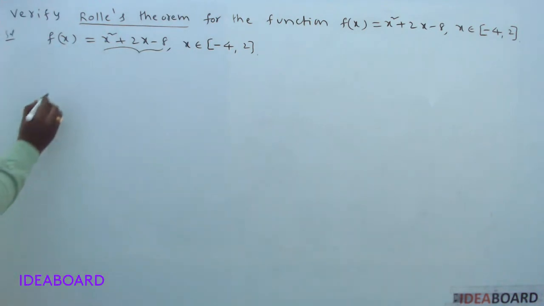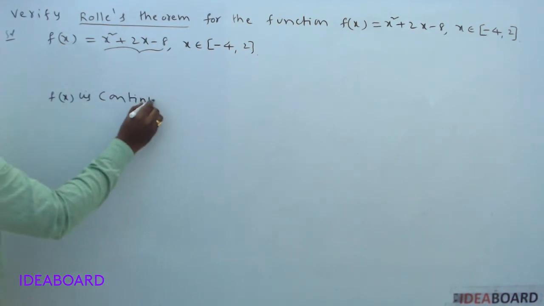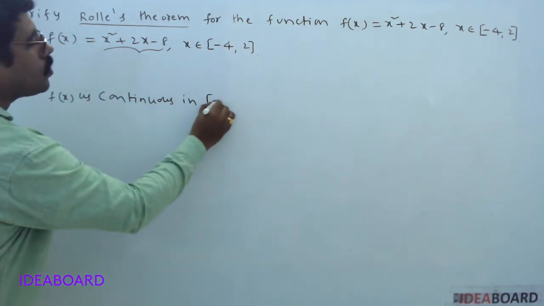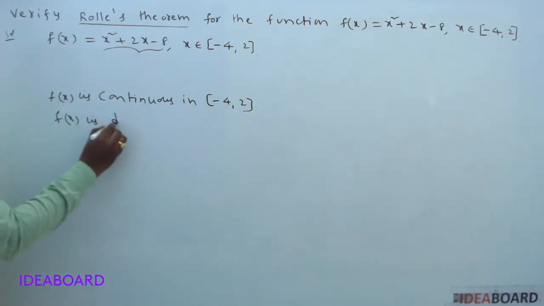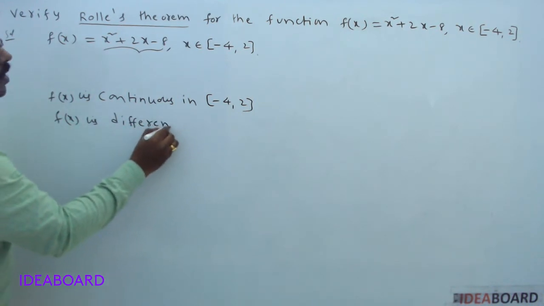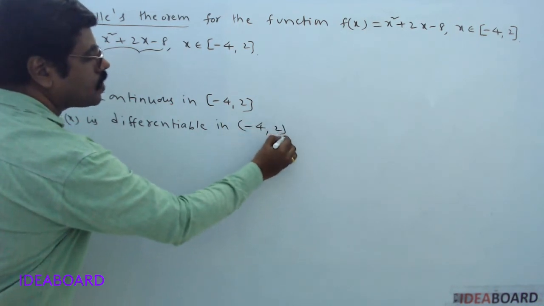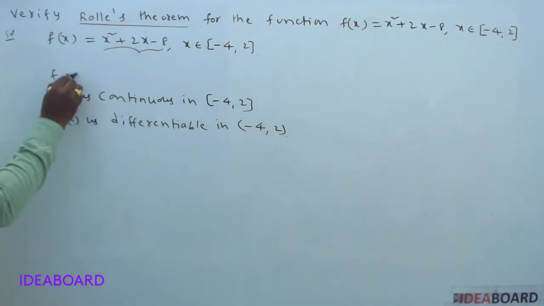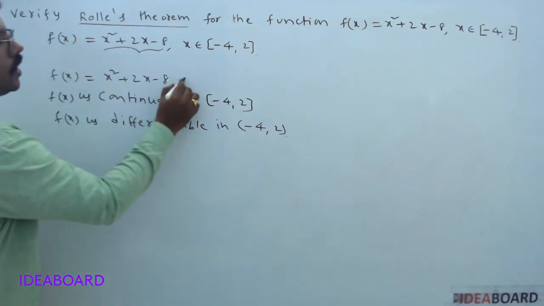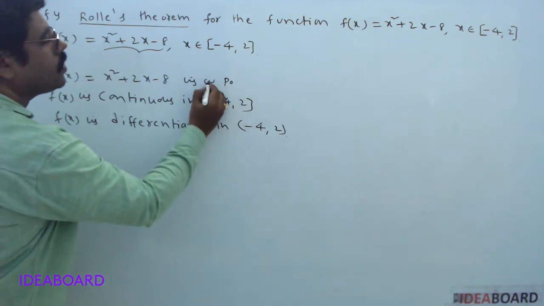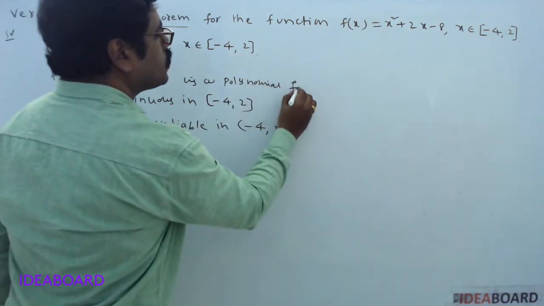So write down those points. f(x) is continuous in the closed interval [-4, 2]. f(x) is differentiable in the open interval (-4, 2). What is the reason? Because f(x) = x square + 2x - 8 is a polynomial function.